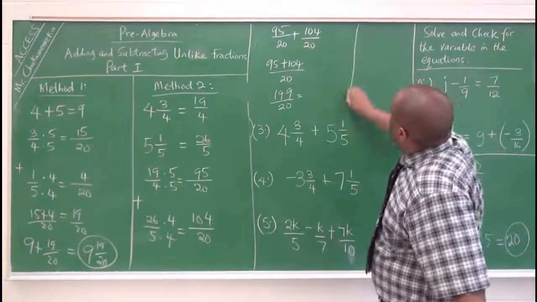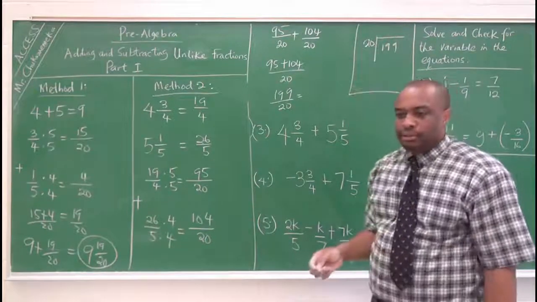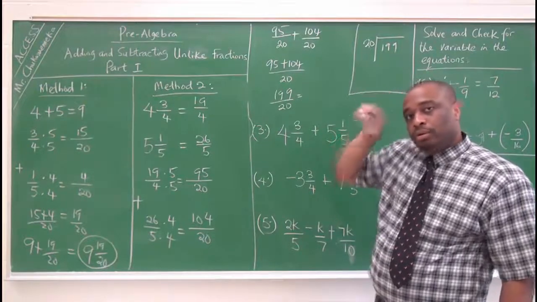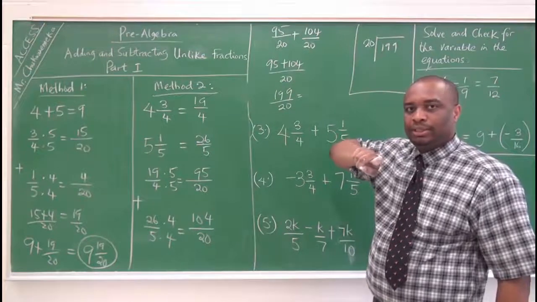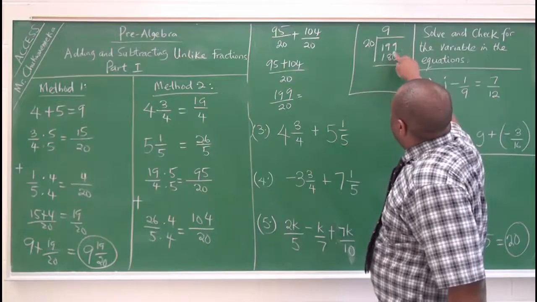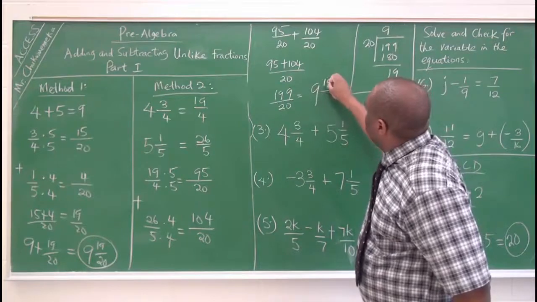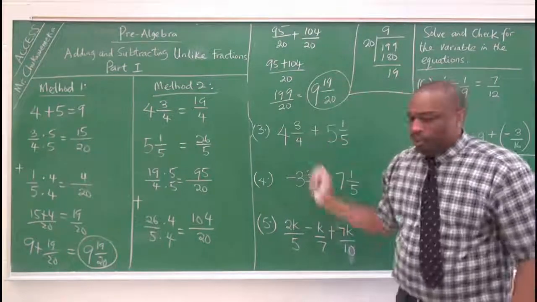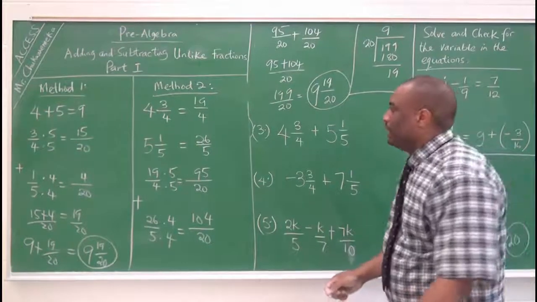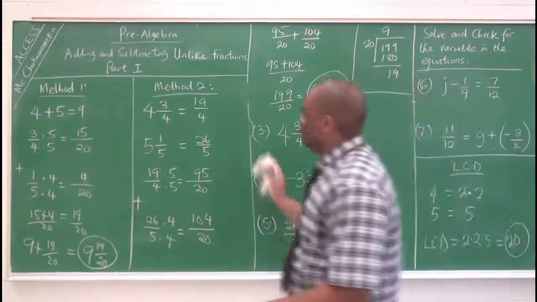So let's go ahead and divide 199 by 20. Of course, 200 will give us 10. 20 times 10 is 200. So 10 will not work. So let's go back and use the closest one to 10. And that gives us 9. 9 times 20 is 180. 199 minus 180 is 19. So this will give us 9 whole number, 19 out of 20. Which is the same answer we got here. Okay? Alright, let's go ahead and do question 4.